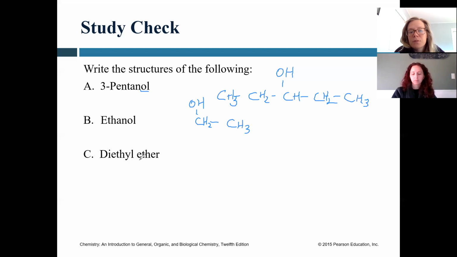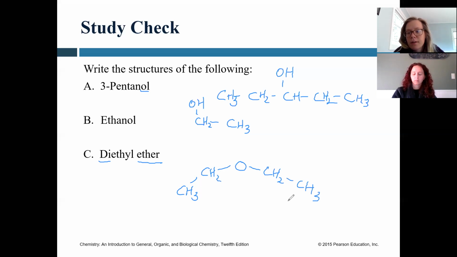Diethyl ether. So anytime I see that ether, I just write my oxygen first in the center. I know that that's going to be bonded to two different things. In this case, diethyl means that there's two ethyl groups. An ethyl group is a two carbon chain. So carbon connected to a carbon and carbon connected to a carbon. If you drew it in a straight line, that's fine as well.